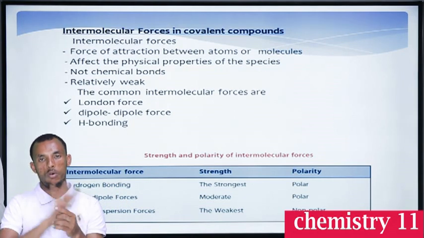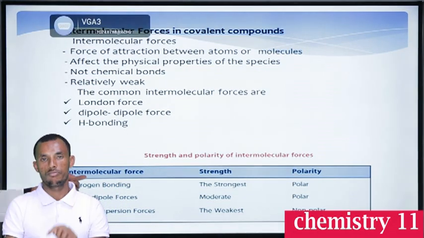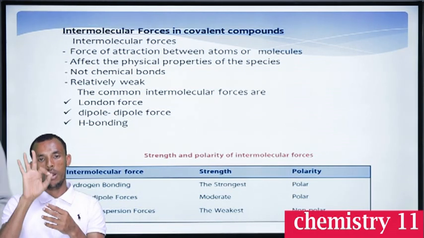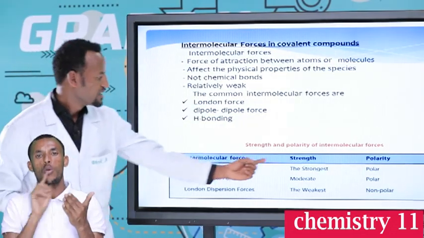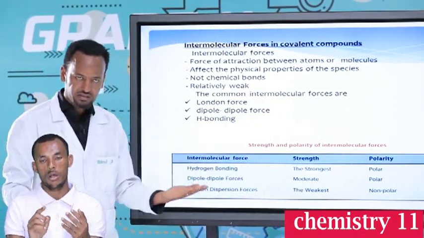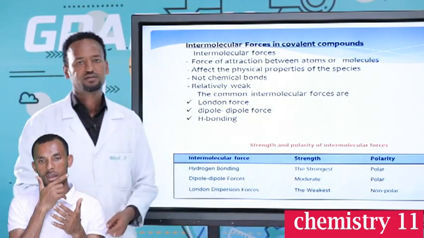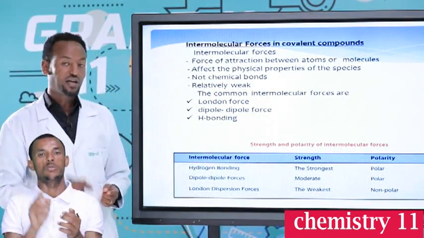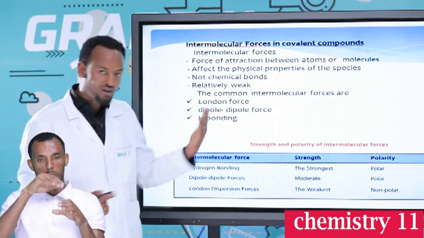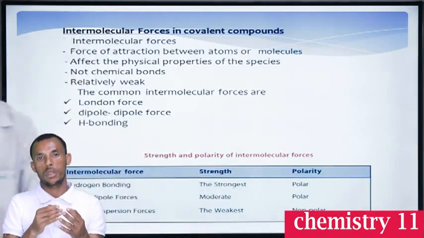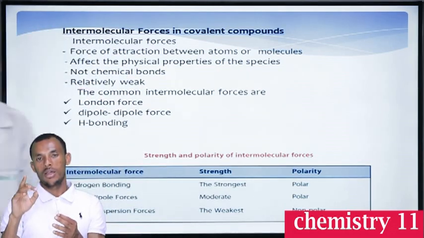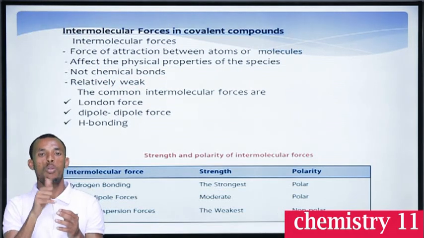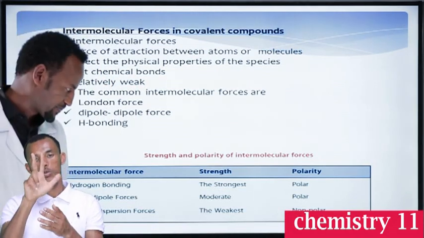Look at this table. Intermolecular forces: hydrogen bonding, dipole-dipole, and London dispersion force. Which one is the strongest? Hydrogen bonding is the strongest, dipole-dipole is moderate, and London dispersion force is the weakest. All are relatively weak, but hydrogen bonding is the strongest intermolecular force. Polarity: hydrogen bonding is polar, dipole-dipole is again polar, and London dispersion force is non-polar. This is simply the difference between the three intermolecular forces.